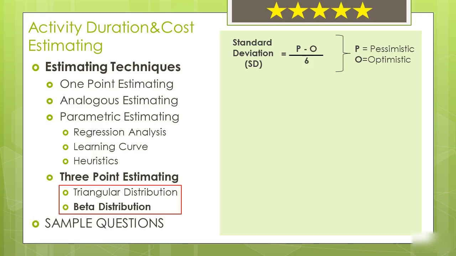Second formula you need to memorize for beta distribution is the standard deviation formula. Standard deviation equals to P minus O divided by 6. Here, again, P is pessimistic estimation and O is optimistic estimation. Okay, we saw the formula. But what is standard deviation? What does it tell us about the estimation? Let's discuss.